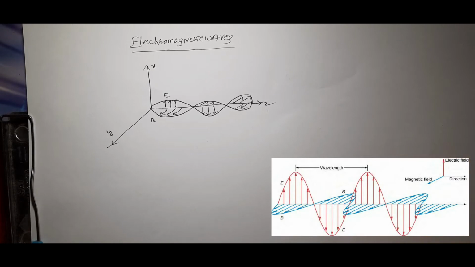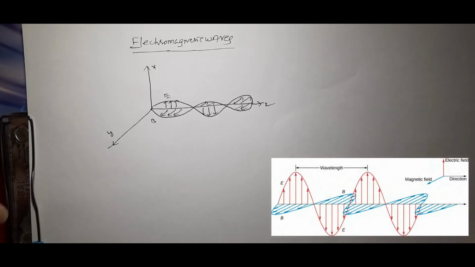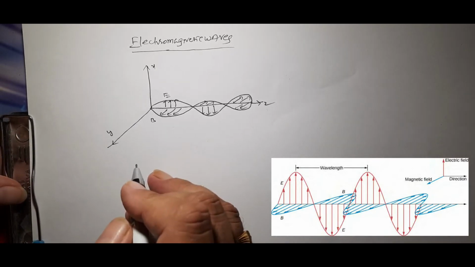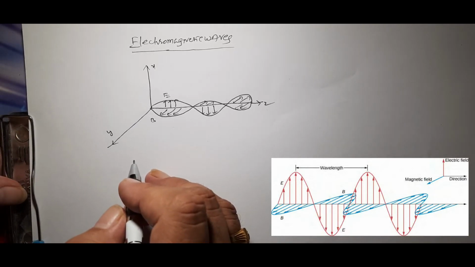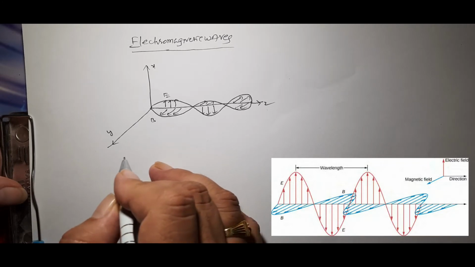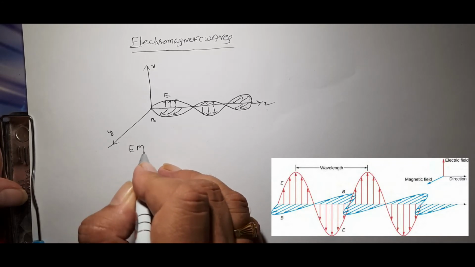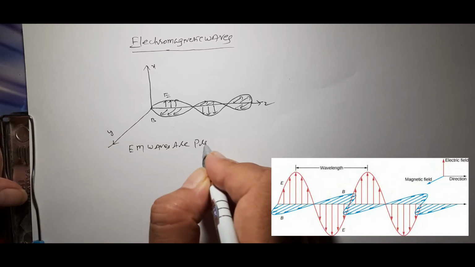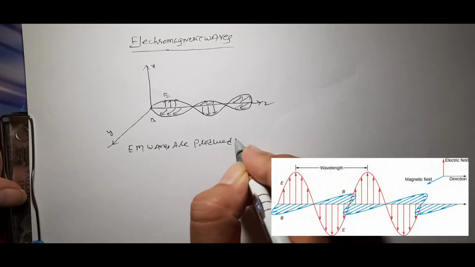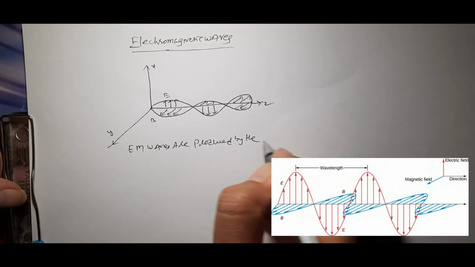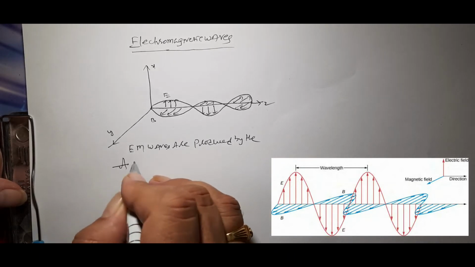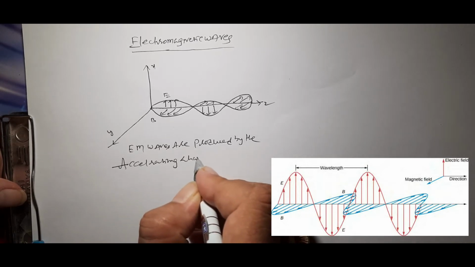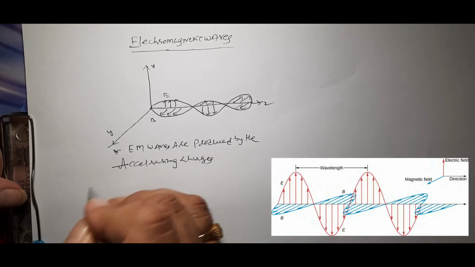Students, today we are going to discuss the electromagnetic waves chapter. First of all, how are electromagnetic waves produced? EM waves are produced by accelerating charges. This is a very important point.